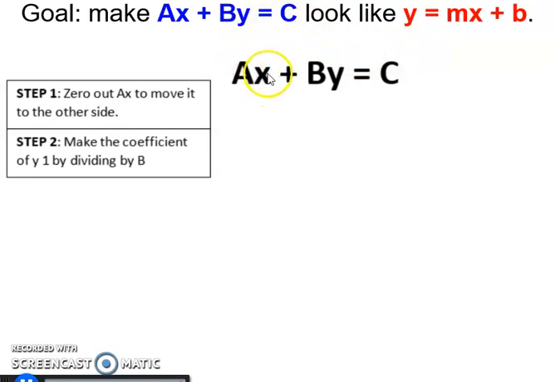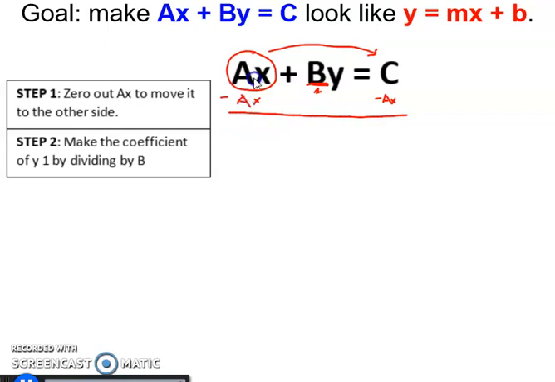Remember when we did literal equations? We manipulated. That's what we're going to do. We want it to look like this. I know that this part needs to get to this side, and I know that this needs to become 1. So let's follow. We're going to first zero out this ax so that it can go to the other side. Take the opposite sign. So I have ax, so I need to get rid of it. I'm going to do minus ax and balance it out by subtracting it from the other side.